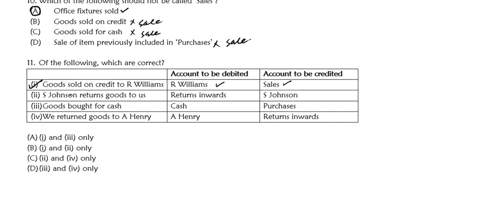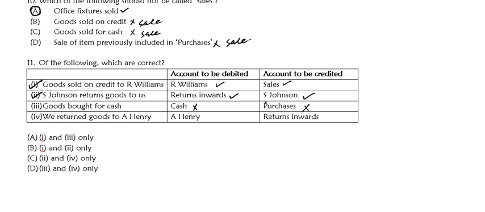S. Johnson returns goods to us. This is a return inwards. It's to be debited, and then the account to be credited is the customer's account. So that option is also correct. Goods bought for cash. When you buy goods for cash, you should be debiting the purchases account. So if you say that you debit cash, that is wrong.